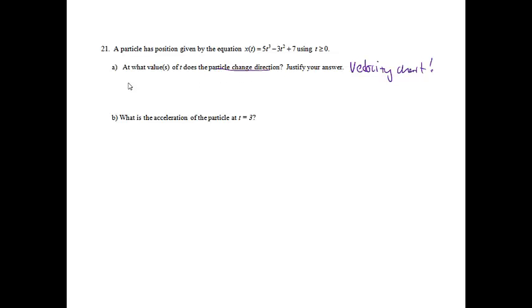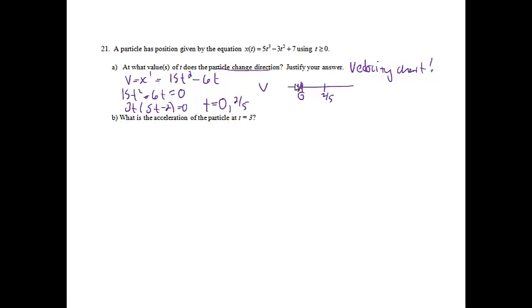Okay, so velocity is just the derivative of position, which will be 15t squared minus 6t. To make a velocity chart, we do need a critical number, so I'll set the velocity equal to 0. And when I do that, I'm going to factor out a 3t. That will give me 5t minus 2. So my two critical numbers are going to be t equals 0 and t equals 2/5. So now I'm going to make my velocity chart, and 0, 2/5.